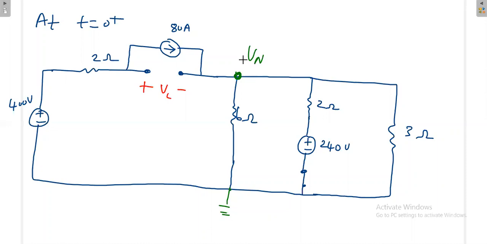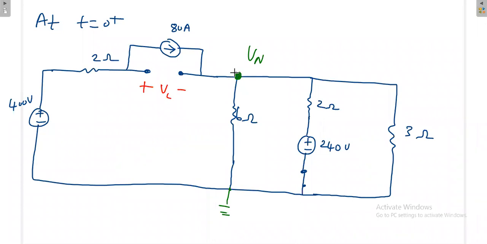Once you know the nodal voltage, and again 80 amperes current is flowing through 2 ohms, then you also know what is the voltage drop here. You know the voltage here, you know these two voltages, then you can find out the rest of the voltage. For that you should know the voltage at this point, that is nodal. You apply the nodal equation at this point.